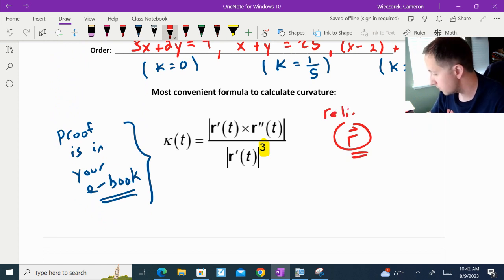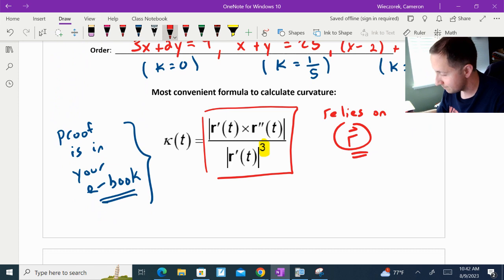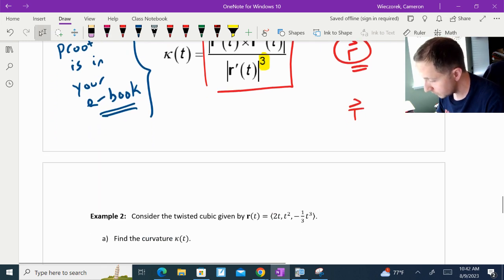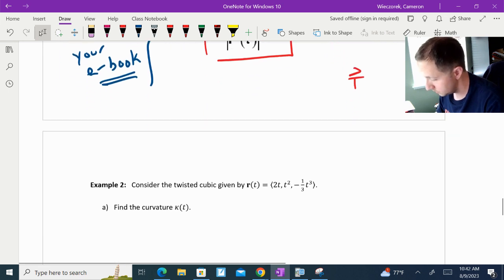So I'm just going to say it relies on r without directly having to involve the unit tangent vector. It's basically, the unit tangent vector is absorbed into this calculation. This is just a way of expressing it without actually seeing capital T show up. So this would be a good formula to put on a note card and make sure that you're studying. And we can see a cross product is involved.